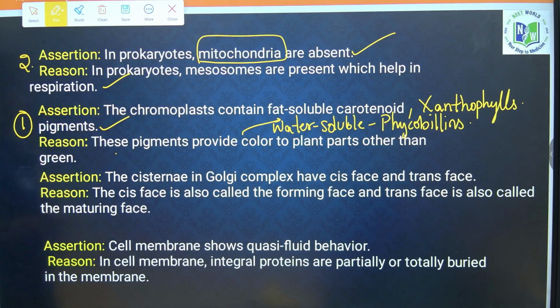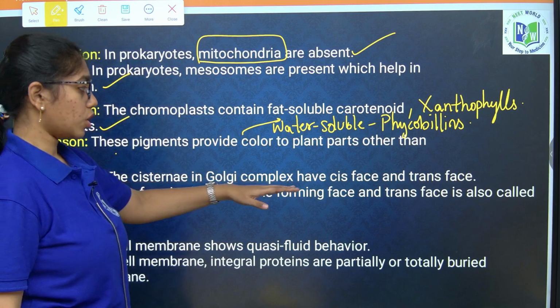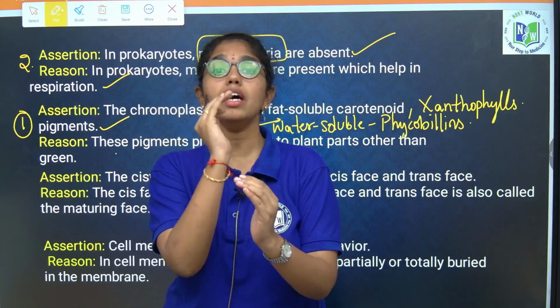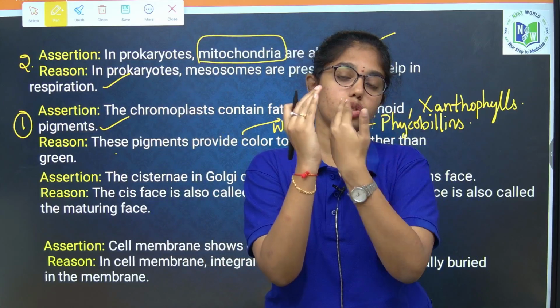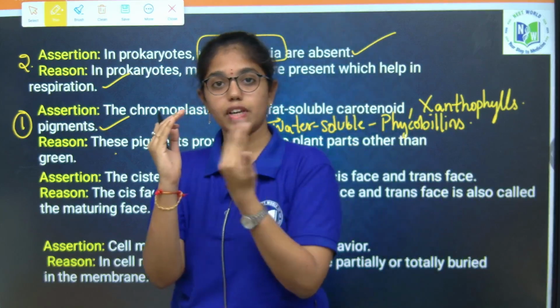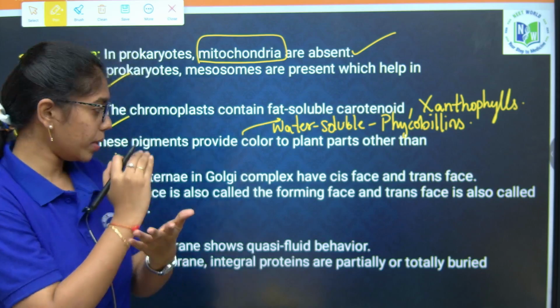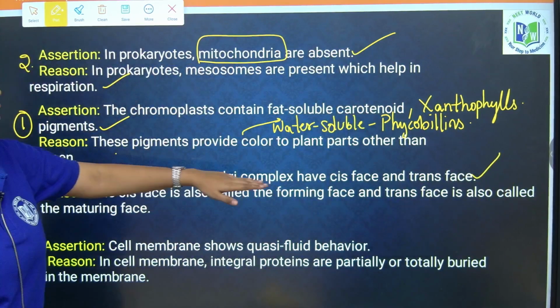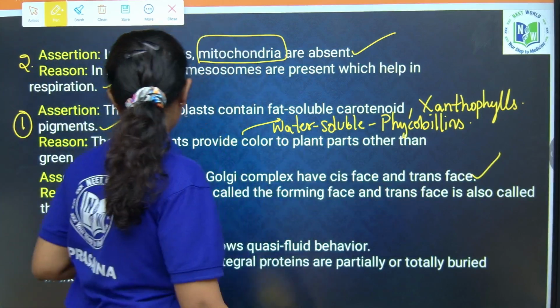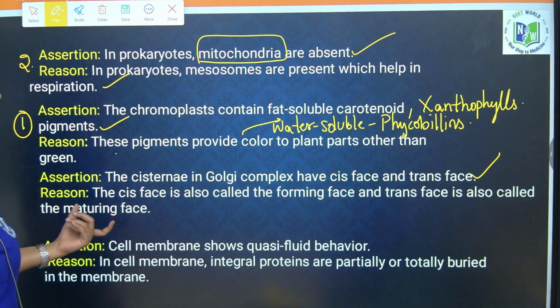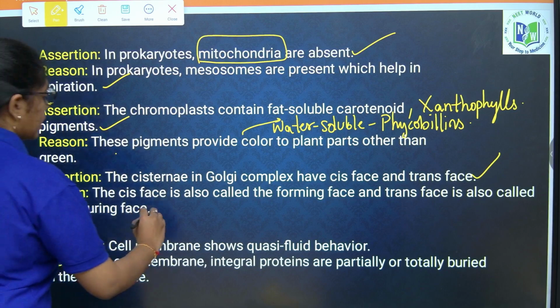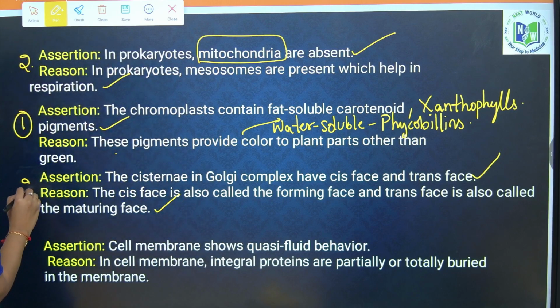Next question, if you see, the cisternae in the Golgi complex have cis and trans phase. Yes, cis phase is towards the nucleus, trans phase is towards the plasma membrane. Trans phase or maturing phase, cis phase or forming phase. So yes, this is true. Next, the cis phase is called the forming phase. Trans phase is called the maturing phase. This is again a statement, but nowhere is this explaining the assertion. In that case, what will be our option? Option 2 or B.